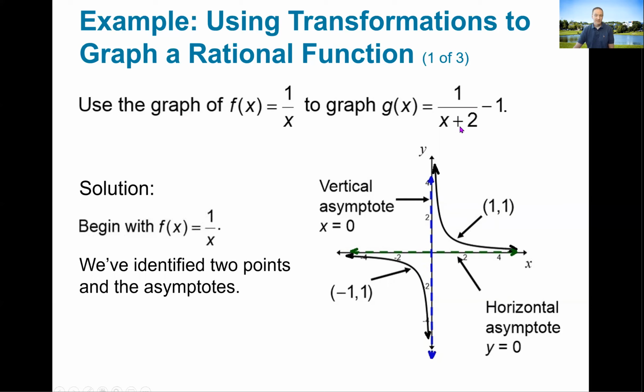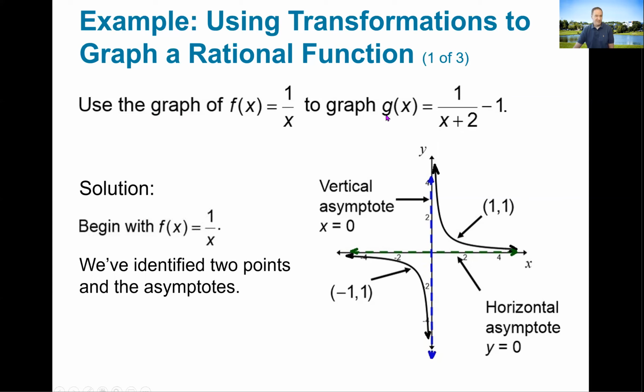Now, after I shift it left 2 units, what else am I going to do? Well, this 1, what's happening to x is not happening to it. So that's a vertical shift, and that's just going to be down 1. The sign is true whenever you're thinking of vertical shifts. It's the opposite of what you would think with horizontal. You keep it with the vertical.